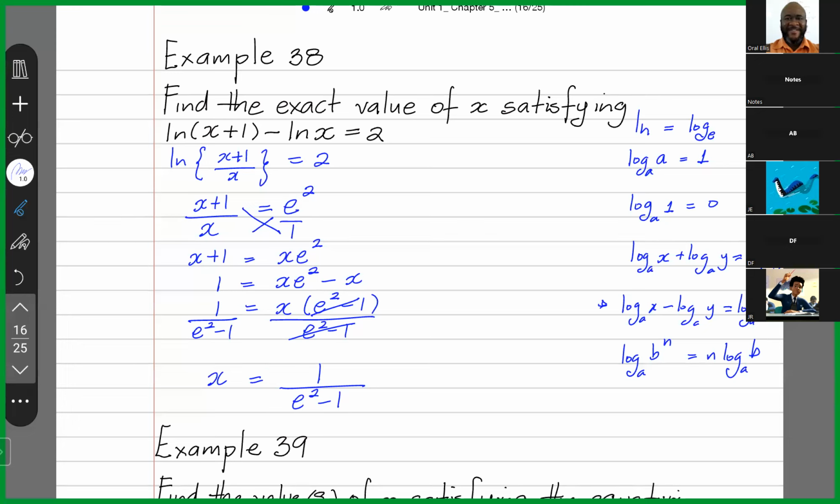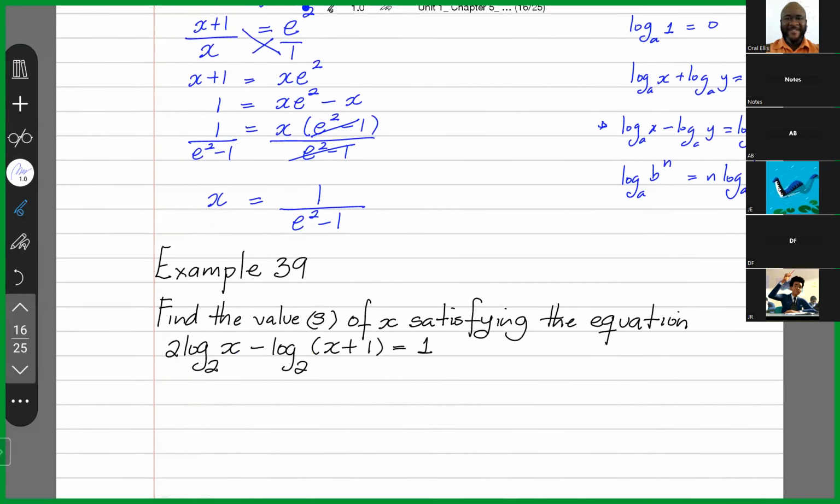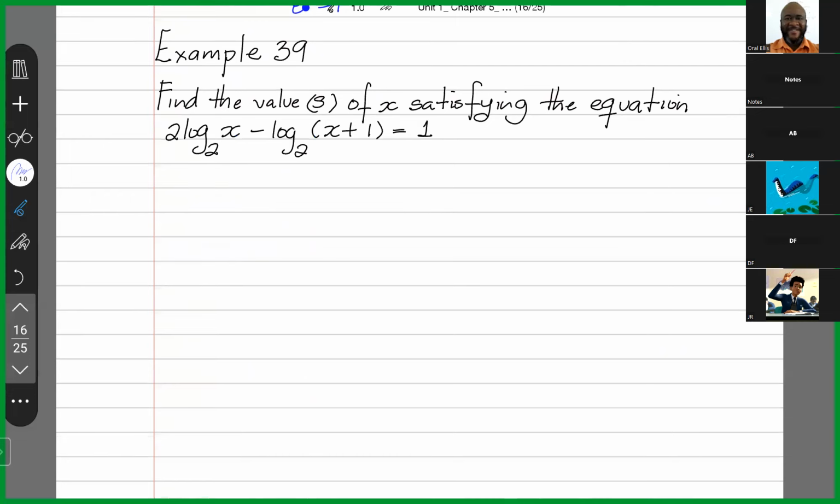All right, so let's have a look at example 39. Sorry, example 39. Example 39 says, find the value or values of x satisfying the equation 2 log to the base 2 of x minus log to the base 2 of (x + 1) is equal to 1.